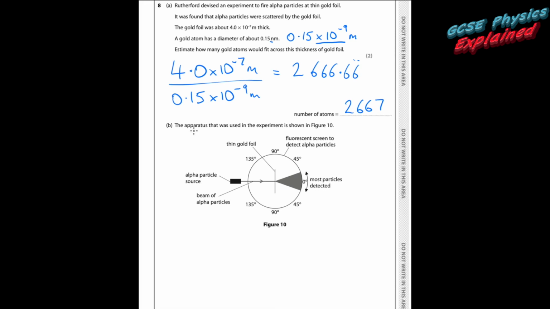Part B. The apparatus that was used in the experiment is shown in figure 10. Right, it's a usual gold leaf experiment or alpha scattering experiment where you fire alpha particles at the gold foil, and particles can go straight through, so zero deflection, or it could be deflected up by any angle or down by any angle, or it could even come right back where it came from.